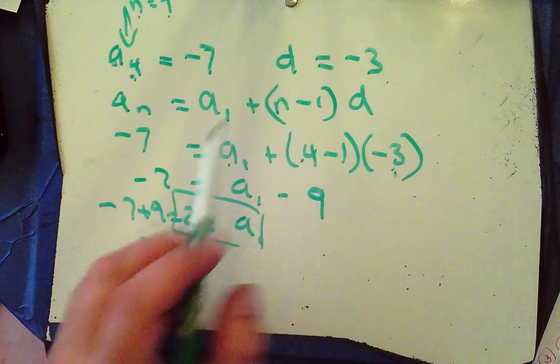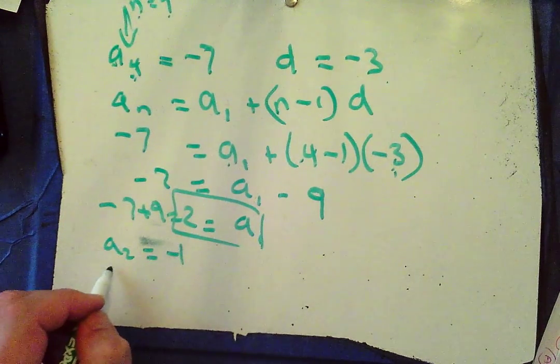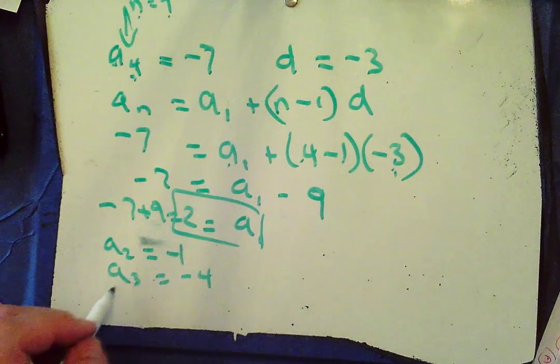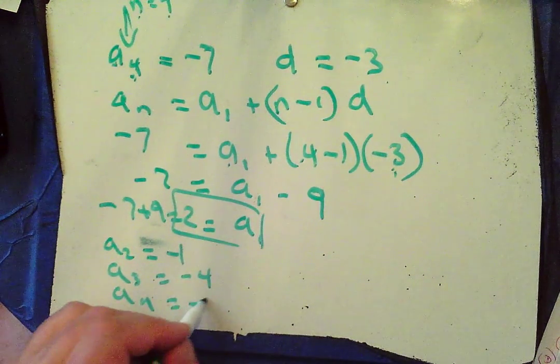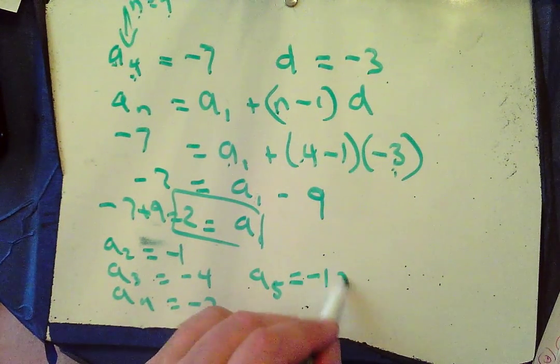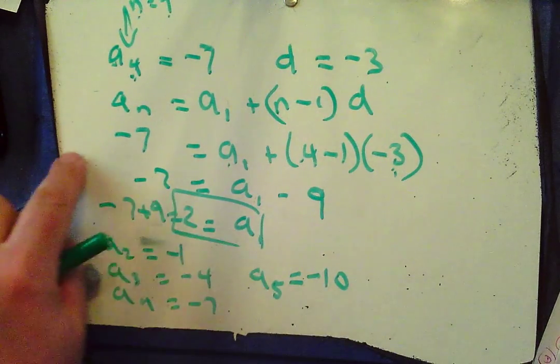And then, subtracting 3 from there, a sub 2 is negative 1, and subtract 3, a sub 3 is negative 4, and a sub 4 they gave us is negative 7, and I subtract from there to find a sub 5, and I get negative 10. So there's a rule-based approach to this problem, where I find a sub 1.